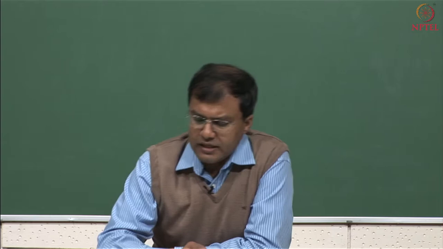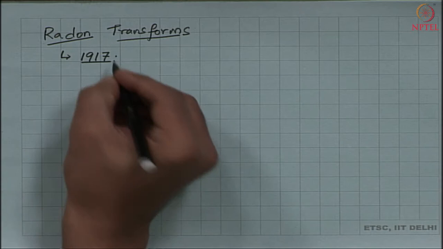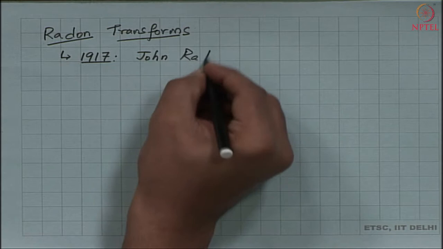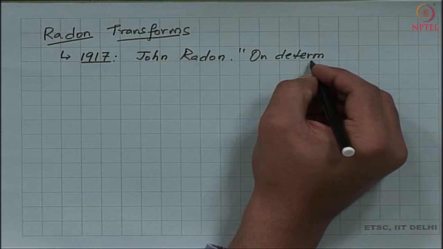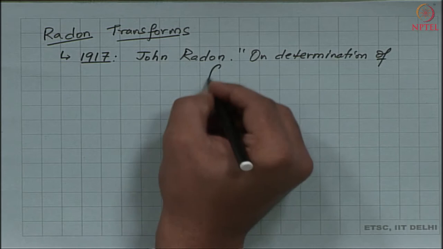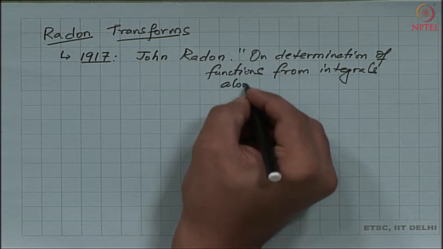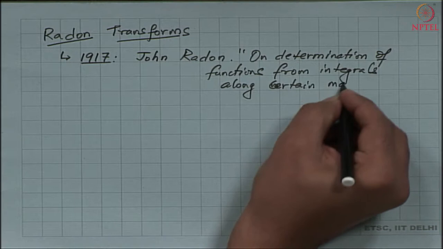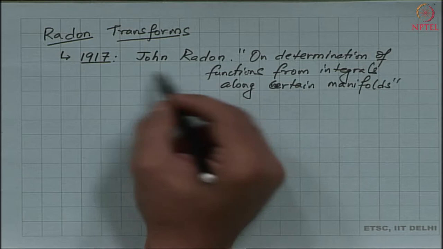So let me mention some of the major landmarks in the development of the Radon transform. The first landmark was in 1917, when the first paper by John Radon was published. For students who are curious, I am going to write down the topic of the paper: on determination of functions from integrals along certain manifolds. It was this phenomenal paper through which John Radon discovered the fundamental Radon transform.